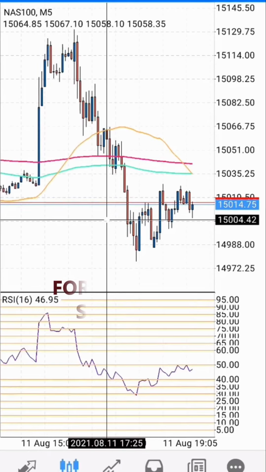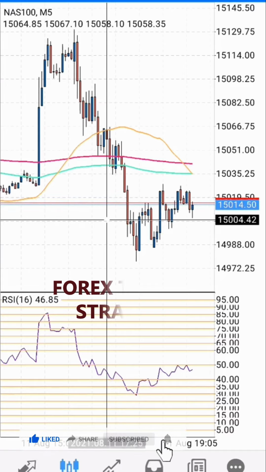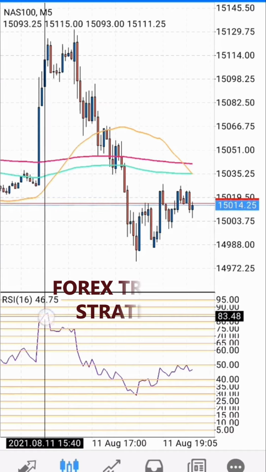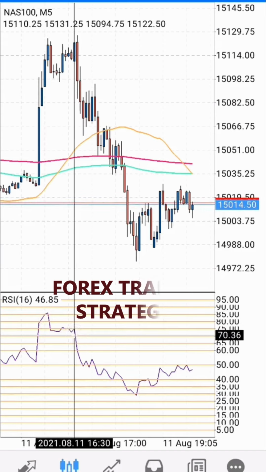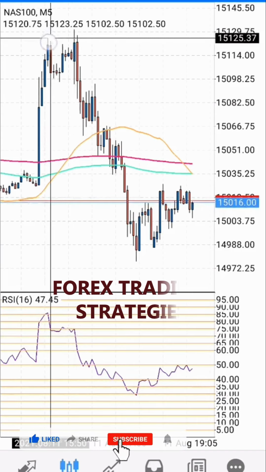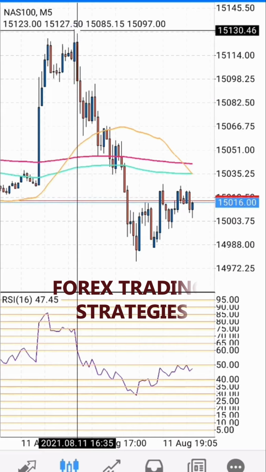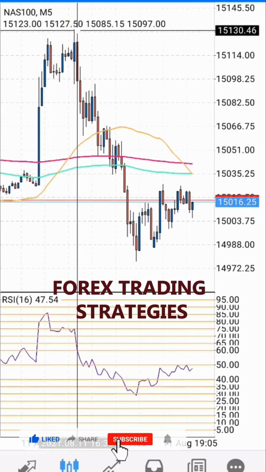I just want to explain how a divergence in the market works. Okay, so if you look on the RSI, this point right here is higher than this point, but on the actual chart, this point is lower than this point. So what does that mean? I'm gonna break it out as quick as possible.